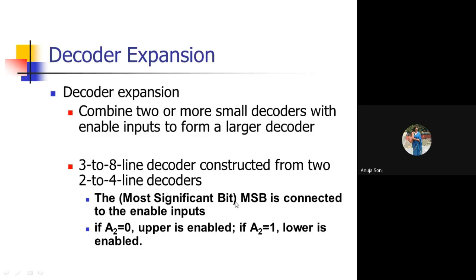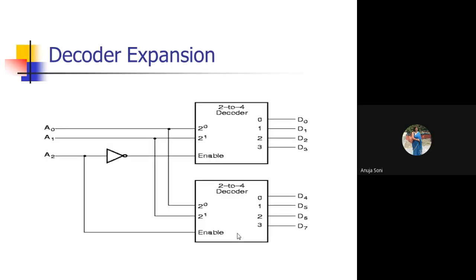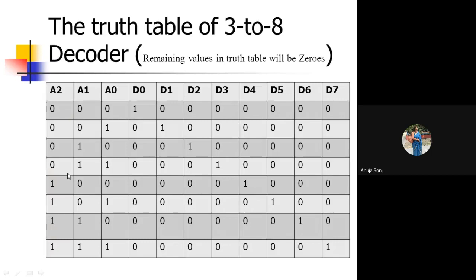The more significant bit is connected to the enable inputs. If A2 is equal to 0, the upper decoder is enabled. If A2 is equal to 1, the lower decoder is enabled. See, we have 3 input lines, which means we have 3 variables, and A2 will work as the most significant digit, as in the table A0, A1, A2. If all these 3 bits are written horizontally, then the bit on the extreme left-hand side is called the most significant bit. This is the most significant bit.